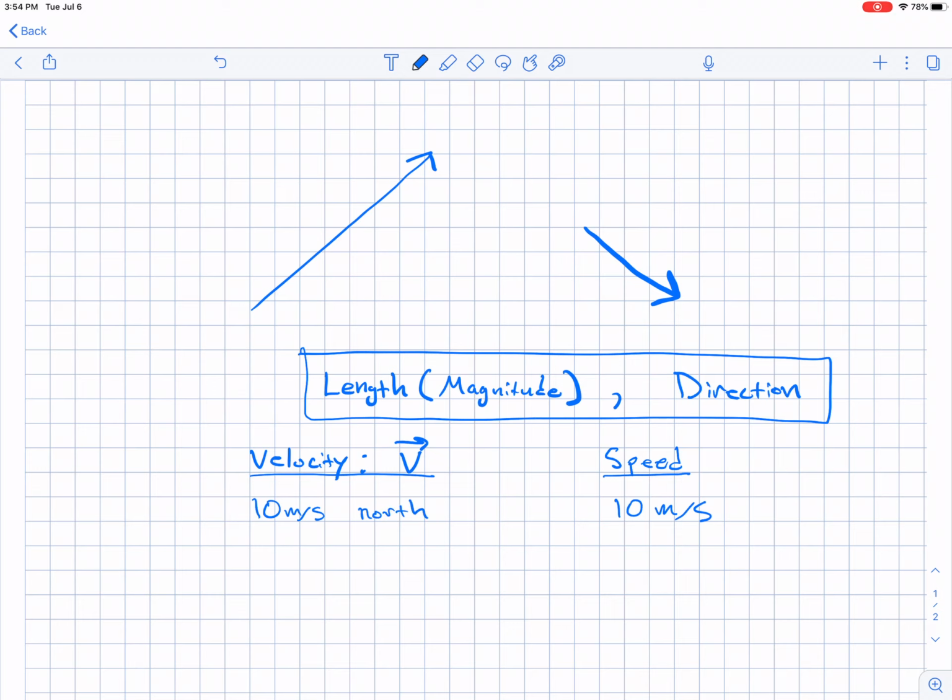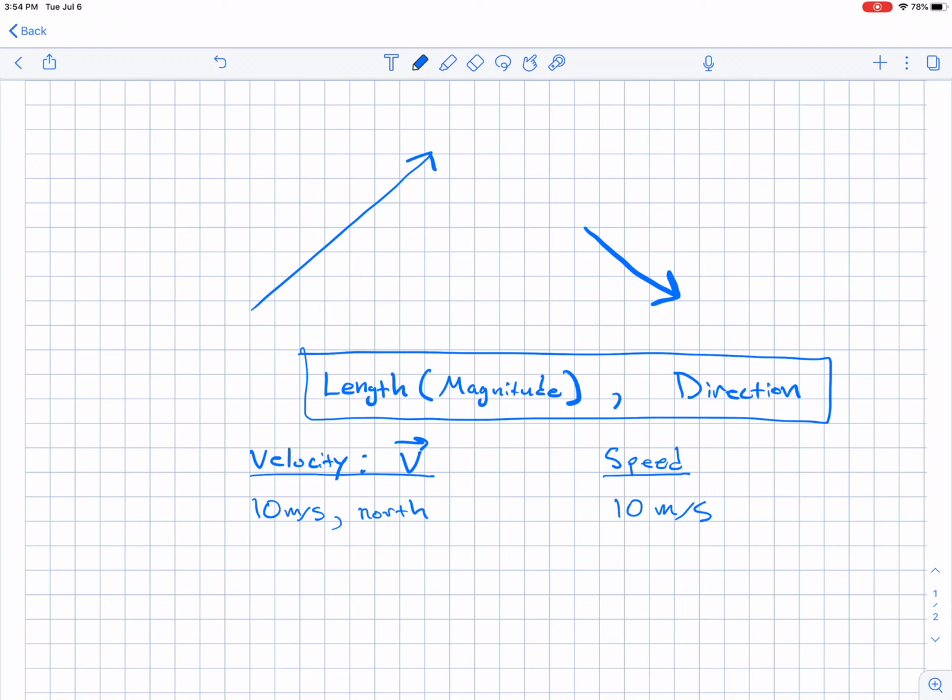So you'll notice that the velocity is two pieces of information. It's a magnitude, which in this case, the length of the vector, is 10 meters a second, and the direction is north, whereas the speed is basically just the magnitude without the direction. One thing that can confuse a lot of students is, wait a second, 10 meters a second, that's a speed, not a length. How can we use a vector to represent speed?